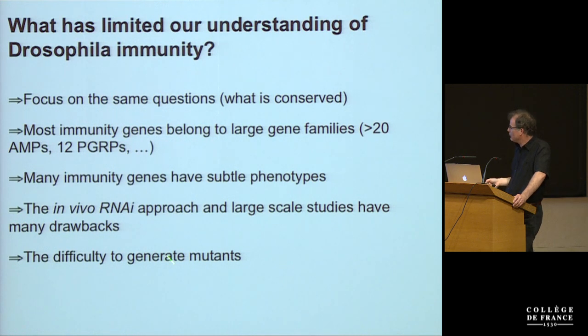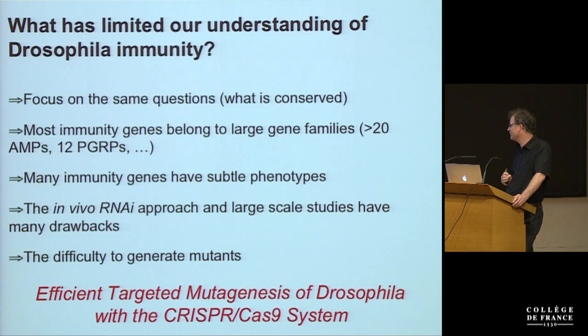So the main problem was the difficulty to generate mutants. And now we can make mutants very easily. So I have the chance to have a collaborator from Japan that sent me many, many mutants. And I think that with about 200 mutants, I will have what I need to understand the fly immune system from a genetic point of view.